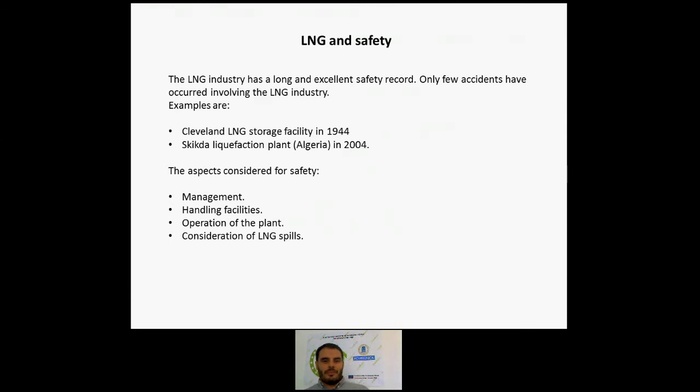Now we have to consider: what are the safety concerns of LNG spills? First, because of its cryogenic temperature, with an atmospheric boiling point of approximately minus 160 degrees Celsius, LNG poses exposure concerns to employees, facility structure and equipment. The design and operation of LNG terminals minimize ignition sources, thus cryogenic exposure is more likely than a fire incident.